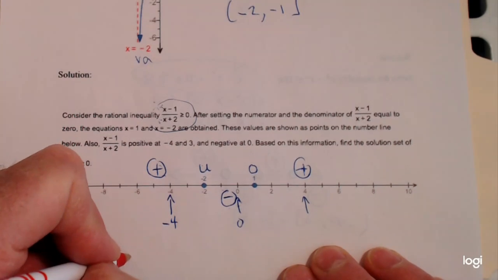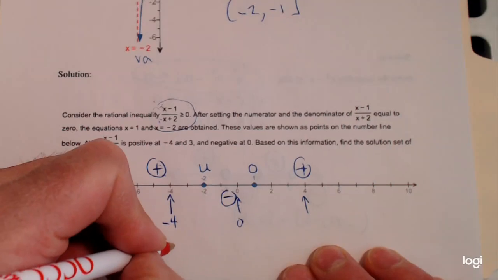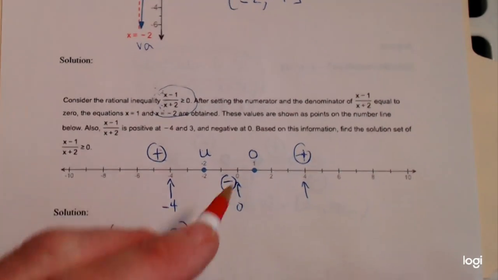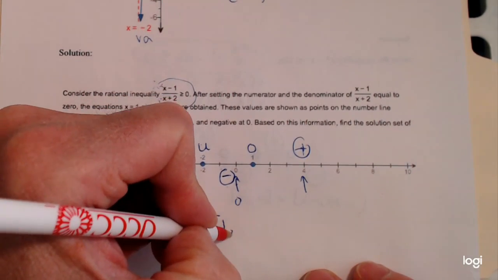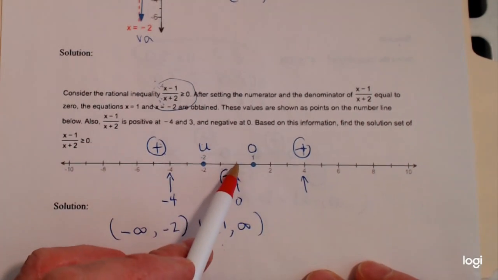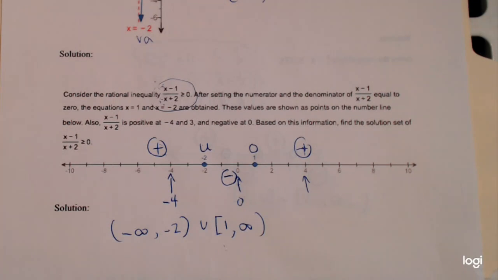So I want to know where it's greater than or equal to 0. It's greater than or equal to 0 from negative infinity all the way up to negative 2. I can't include negative 2 because the function's undefined there. And then union 1 to infinity. Now 1 I can include because it is defined there. It's 0 at 1. And that is how you do section 4.4.